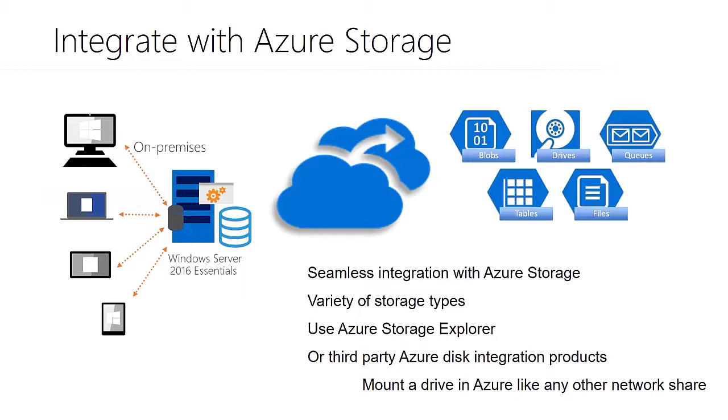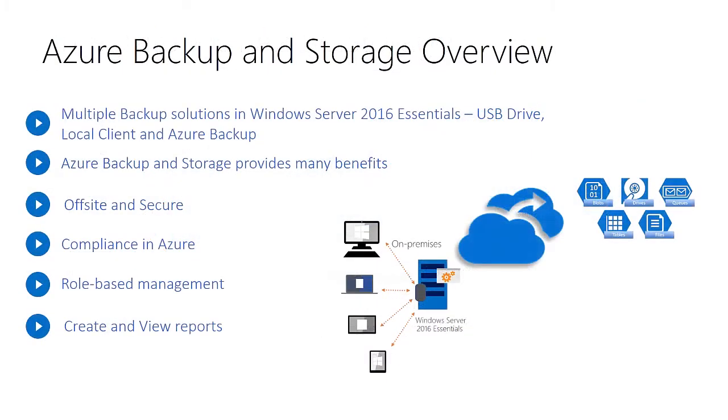So you would basically have, say, something like a D or an E drive, and that drive would be mounted into Azure Storage. And so when you opened it, you would see the storage in Azure. You can also just drag and drop files onto that drive in your system, and those files end up in Azure. It's very simple. So for Azure Backup and Storage, there's actually multiple backup solutions in Windows Server 2016 Essentials.